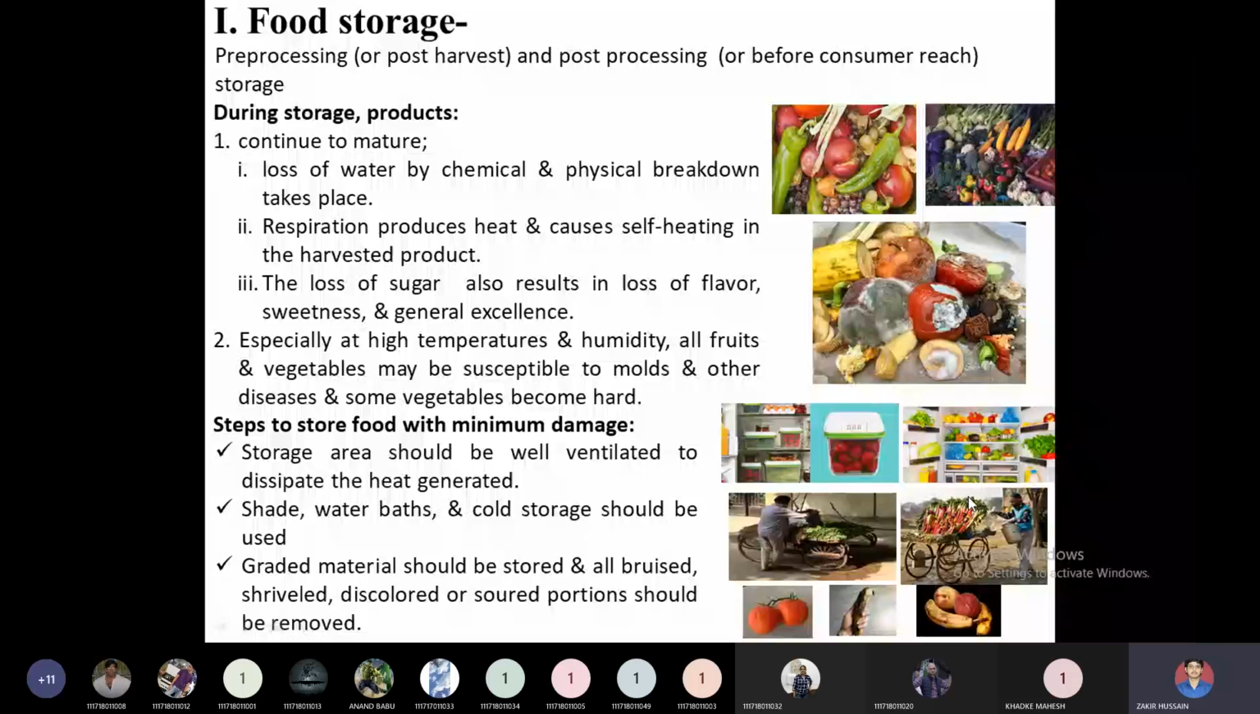Then graded materials should be stored, and all bruised, shriveled, discolored and soiled portions should be removed. Before storing anything, if something is already degraded, we have to remove that. If we have not removed it, then it will automatically attack other materials also. This ripening will be happening there. This bruised or shriveled material will spoil the other foodstuffs also. Because of this, before storing any type of material, we have to see whether there are shriveled or bruised materials. If so, we have to separate them from the fresh material. Then we can store that in cold, ventilated storage conditions.